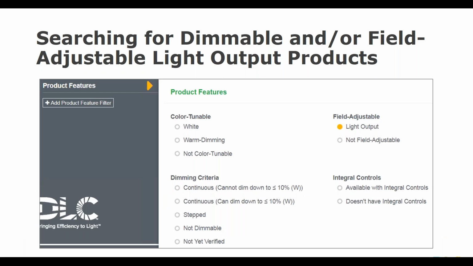Lastly, I wanted to show how the search tile would look for these products. And you can see the field adjustable is shown in a separate area. We have the light output here. We will be adding one for field adjustable light distribution. That'll be a separate search area. And then we've got the separate dimming criteria search area on the lower left.